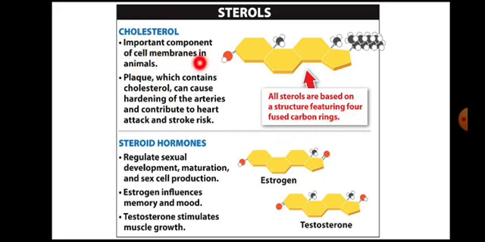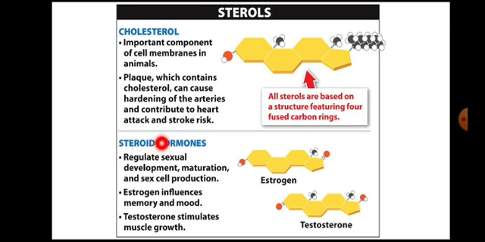So it is an important component of the cell membrane in animals. Plaque which contains cholesterol can cause hardening of arteries. So if the concentration of cholesterol in the body increases, it gets deposited inside the arterial blood vessels, and that leads to formation of plaque. Plaque means the gathering of cholesterol along the internal blood vessel, and that leads to the hardening of arteries and contributes to heart attack and stroke risk.